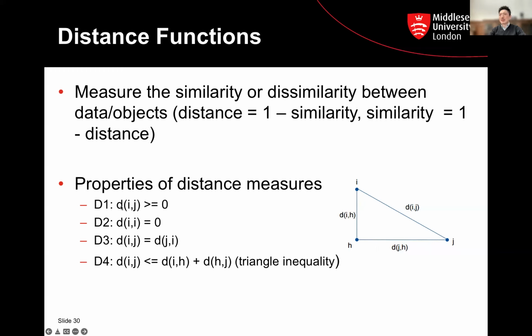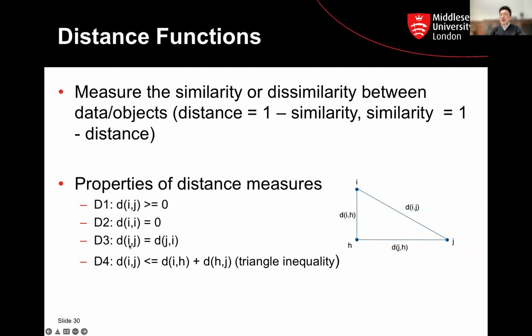Okay, and you can say the distance between I and J, this line, is greater than 0. We don't know exactly what it is, but we know it's definitely greater than 0. There's a line in between. And the distance between I and I, the distance between a point and itself, is always 0.